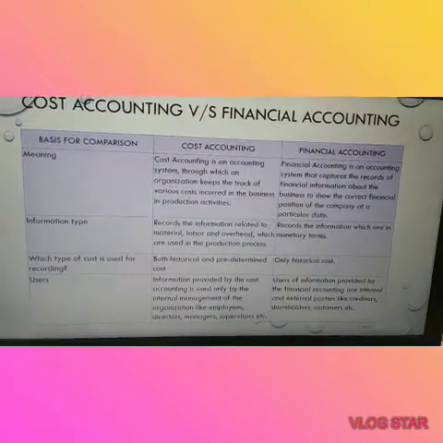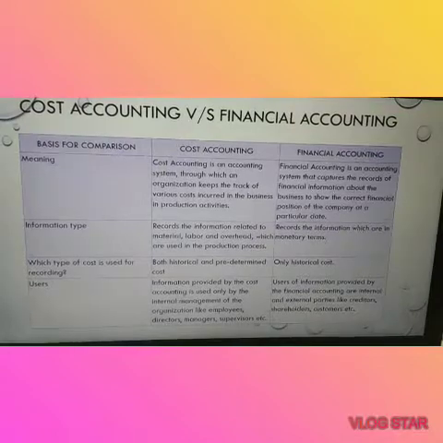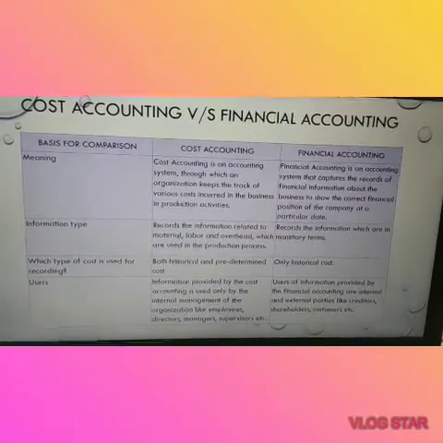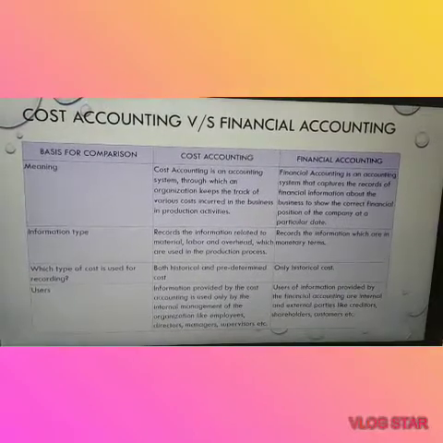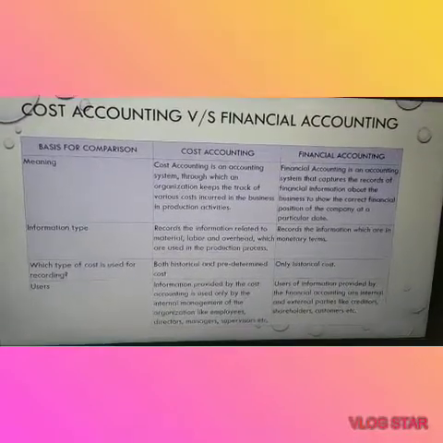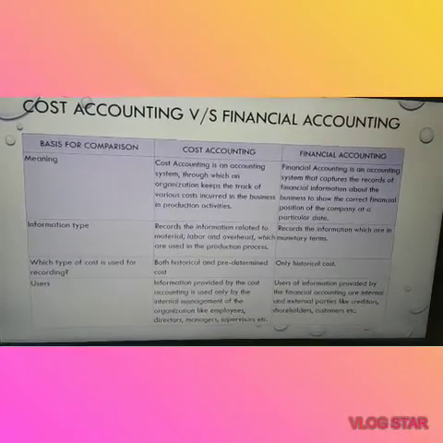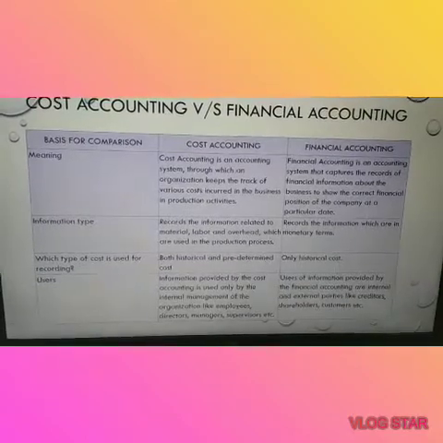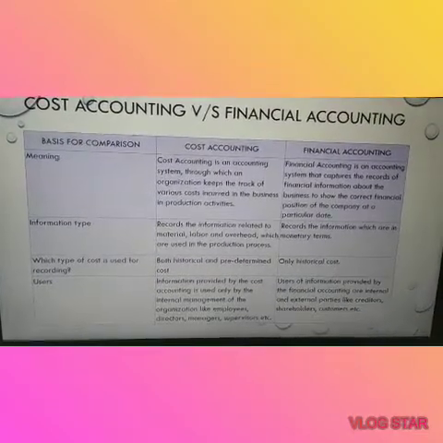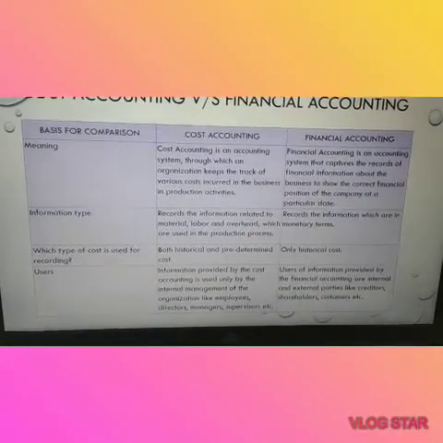Information type. In cost accounting, we record the information which is related to material, labor, and overhead which are used in the production process. But in financial accounting, we record the information which are in monetary terms. The type of cost is used in recording. In cost accounting, both historical and predetermined costs are used, but in financial accounting, only historical cost is used.